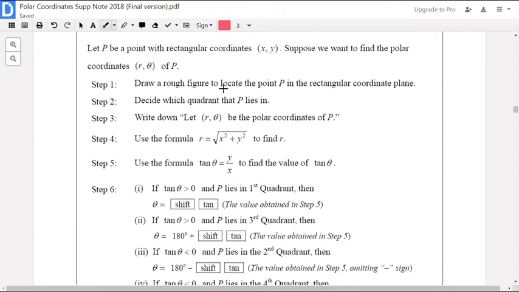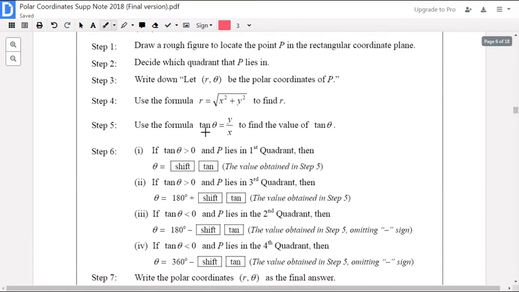First, draw a rough figure to locate the point P in the rectangular coordinate plane, and then decide which quadrant P lies in. Write down the sentence that (r, theta) is the polar coordinates of P, and use the formula r equals square root of x squared plus y squared to find r. You can find r immediately. Then use the formula tangent theta equals y over x to find the value of tangent theta. But note that we can only find tangent theta. And then the most difficult part is to decide the value of theta.